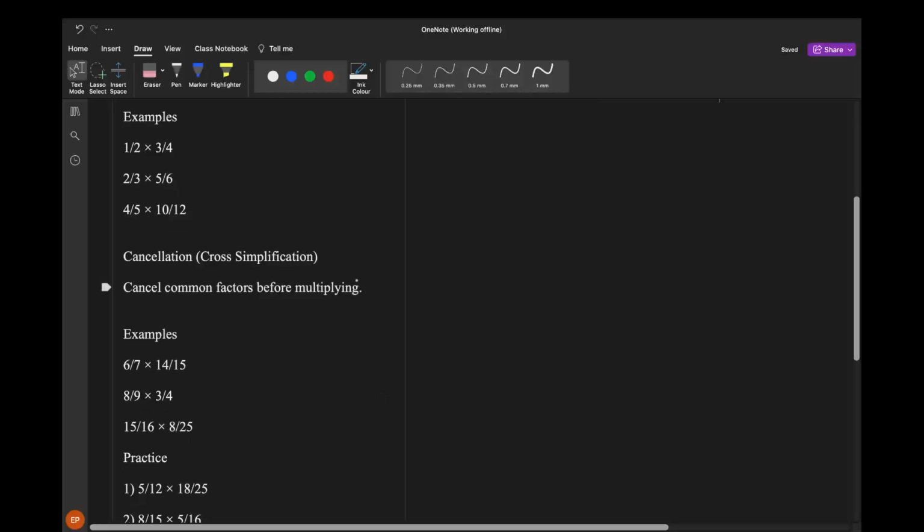And here is another method, cross simplification. While multiplying, if any of the numbers are getting cancelled, you have to simplify them. Let me take one example, 8 by 9 into 3 by 4. Here you can see these two are non-cancellable, right? Because they have HCF as 1. Here also both the HCF are 1.